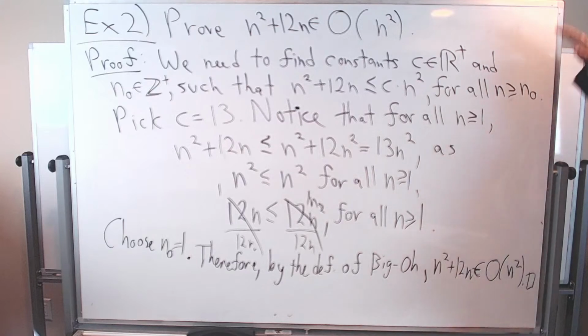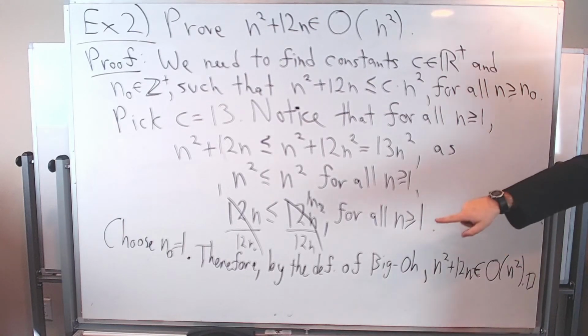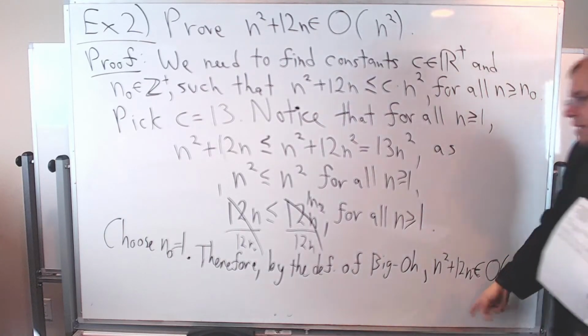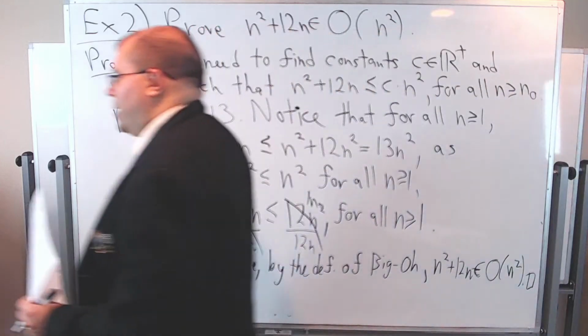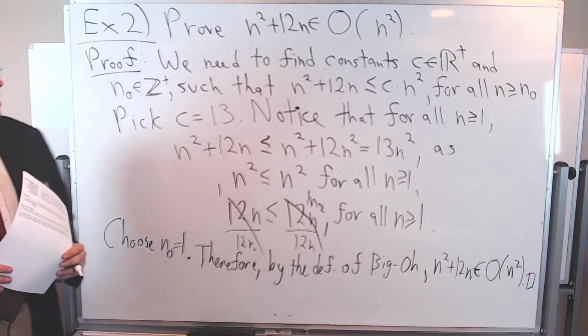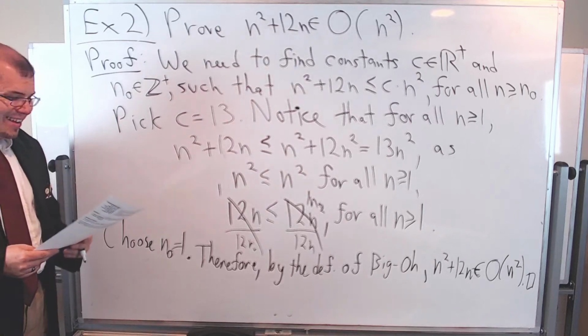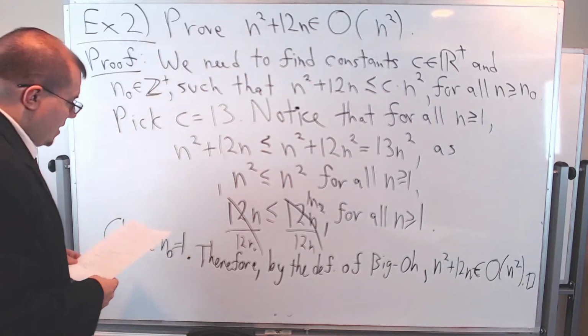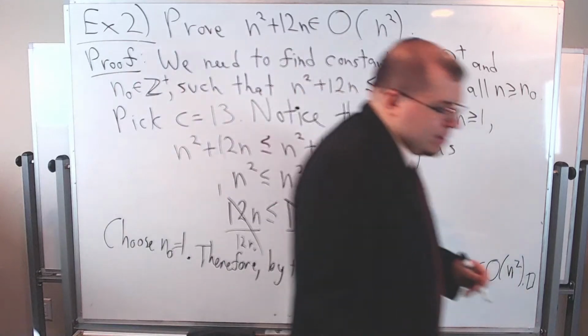We're done. So does everybody see the structure here? I have my introduction, where I describe what I'm going to do. This is very basically just the game plan. And then I pick C, then I do some step that justifies my selection of n0. And then I do a conclusion just remarking what I'm going to invoke. I just invoke the definition of big O. That's all I did. Okay? So that's that.